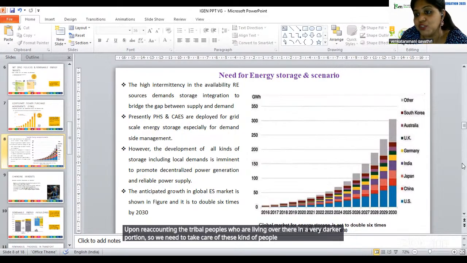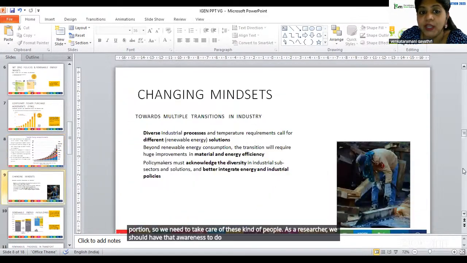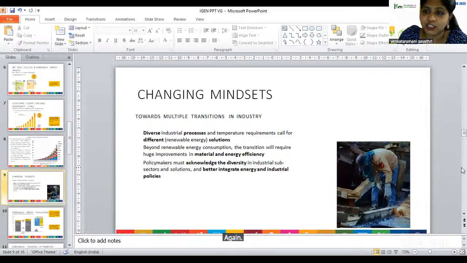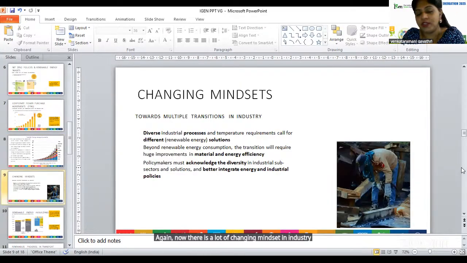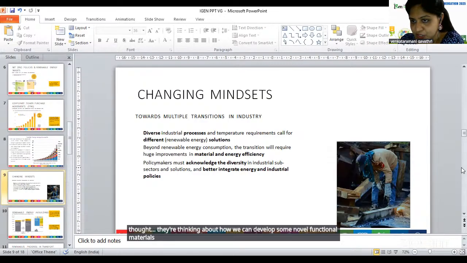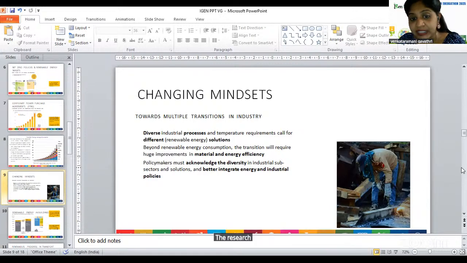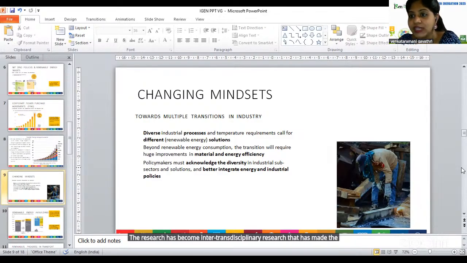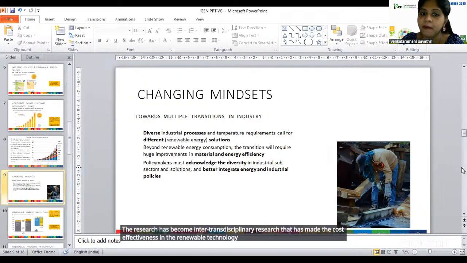As a researcher, we should have that awareness to do for common people. Again, now there is a lot of changing mindset in industry. They're thinking about how we can develop some novel functional materials and how to increase the efficiency of photovoltaic panels by going with nanomaterial and coating and all these things. But now the research has become transdisciplinary research that has made cost effectiveness in the renewable technology. I think that is the biggest revolution that has happened in the renewable industry.